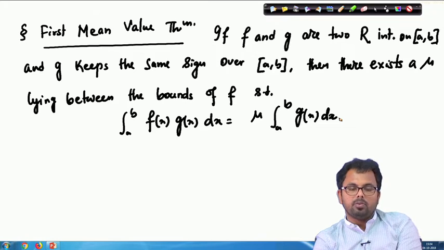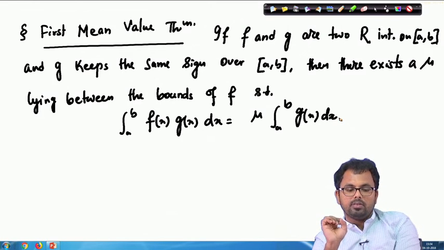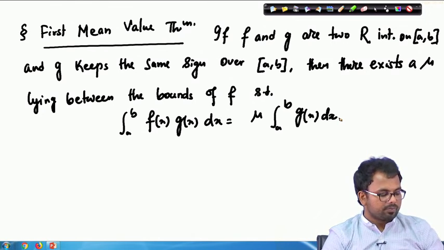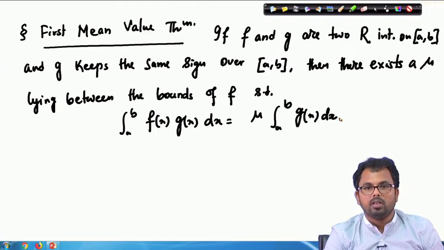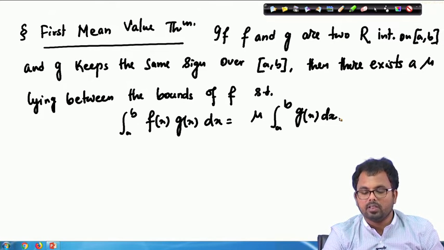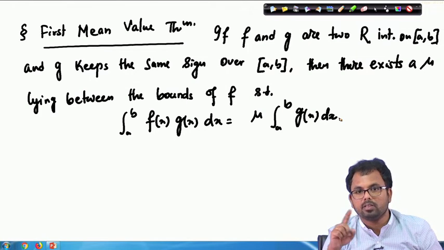Then the integral from a to b of f(x)g(x) dx is equal to mu times the integral from a to b of g(x) dx, and this is our first mean value theorem. Here you can see that instead of calculating the product of the integral, we have replaced the function f with its value mu. So this mu is attained somewhere on this interval a to b.